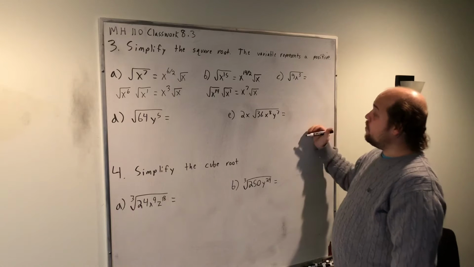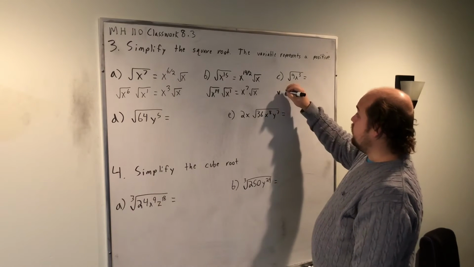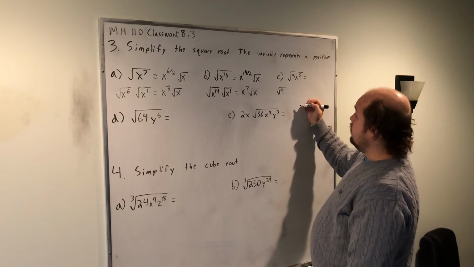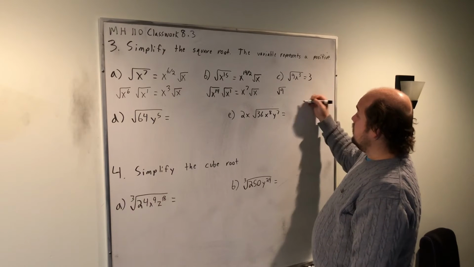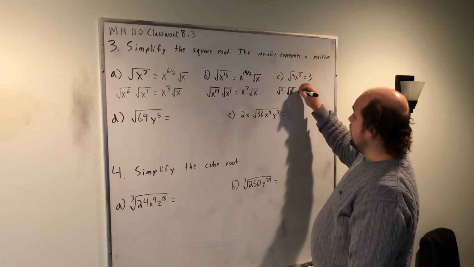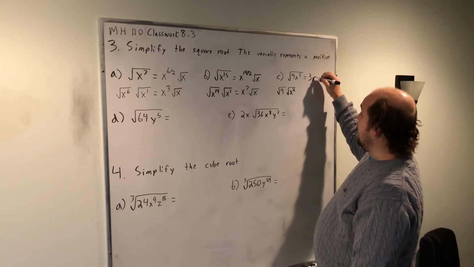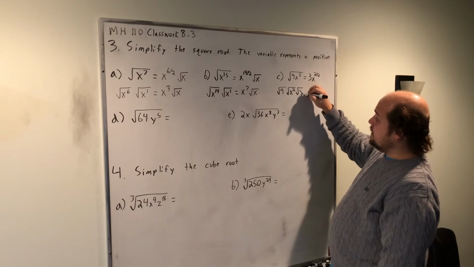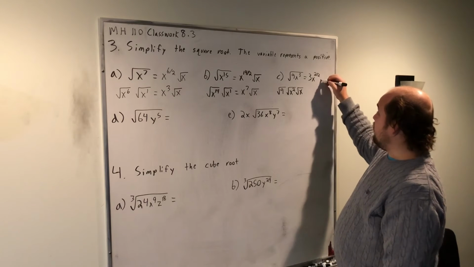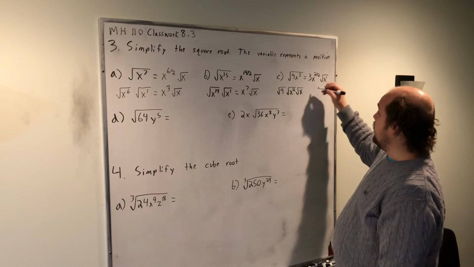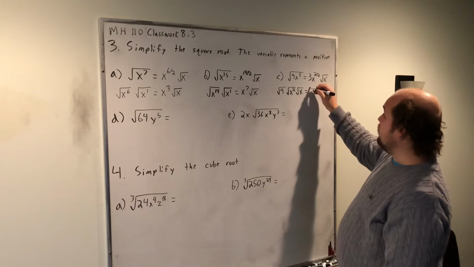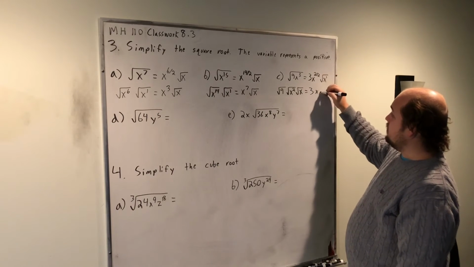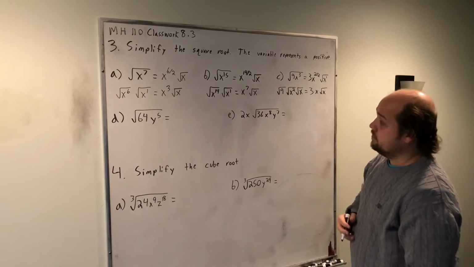For C, I want to break this down into 3 parts. The first part is the root of 9, which I know to be 3. The second part is the root of x squared, which would become x to the 2 divided by 2, or just x. Last thing that's left is x to the 1st power, which stays under the square root. So my final answer becomes 3x root x.